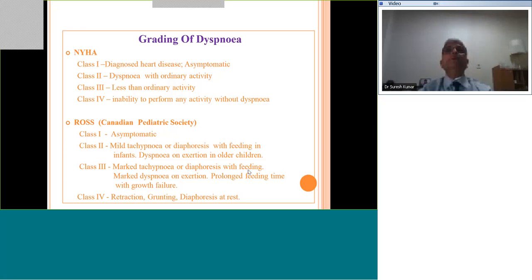If a baby has a prolonged feeding time as a result of this, it results in growth failure. So a child with obvious failure to thrive as a result of heart failure would belong to at least class 3, if not 4. Class 4 is manifest retraction, grunting, or sweating at rest.